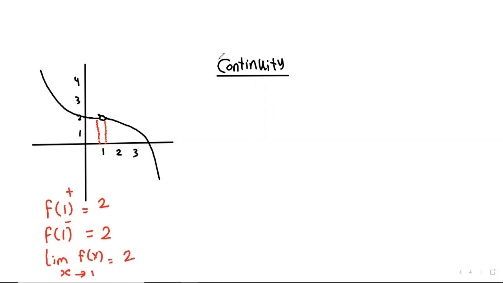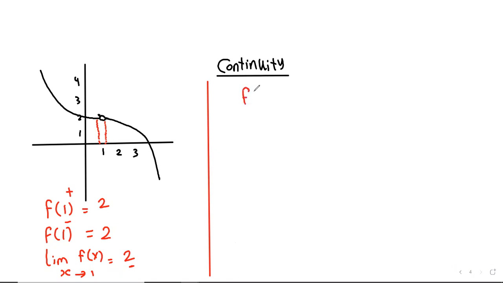What about continuity of this function? The limit of the function here when x approaches 1 is 2. But this function is not continuous. Why is this function not continuous?